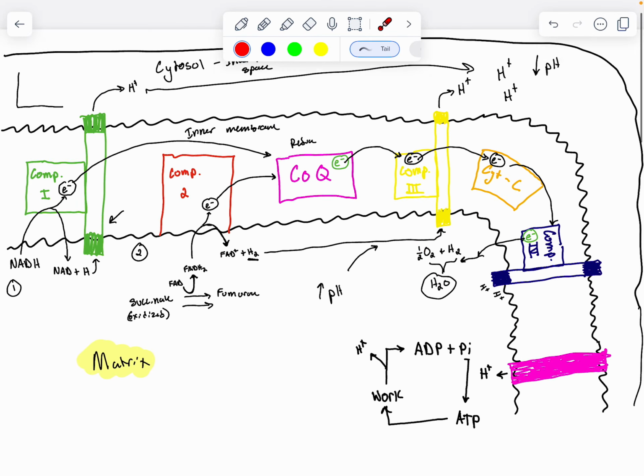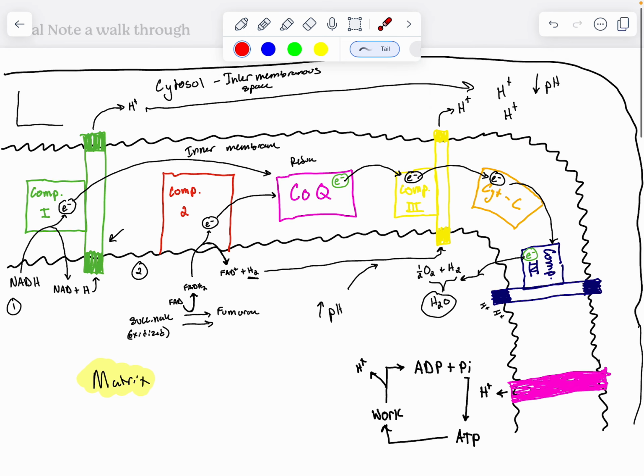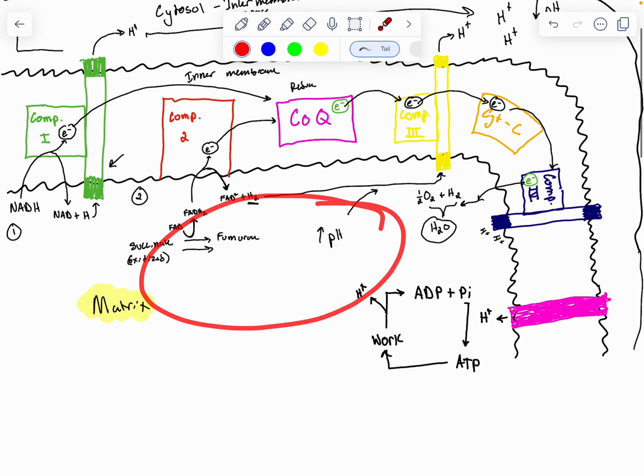Sweet. One final step to the puzzle. What are we going to do with all these hydrogens up here? Well, we have been pumping hydrogens out this entire time, so we are creating a huge gradient between protons, between the matrix and the intermembranous space. So we have a high concentration of hydrogens out here in this intermembranous space now, and we have a lower concentration of hydrogens in this matrix.